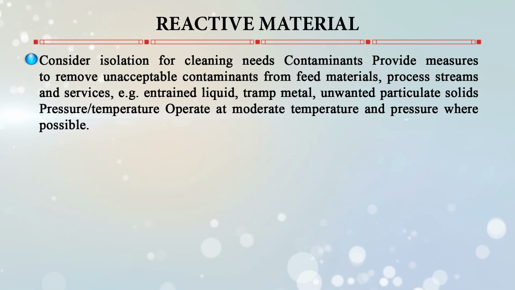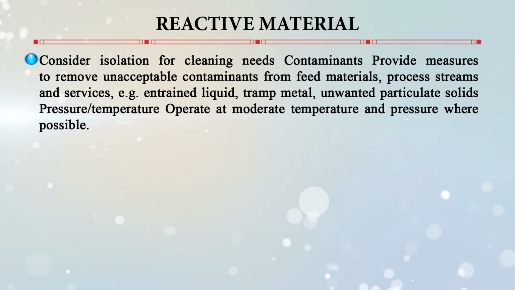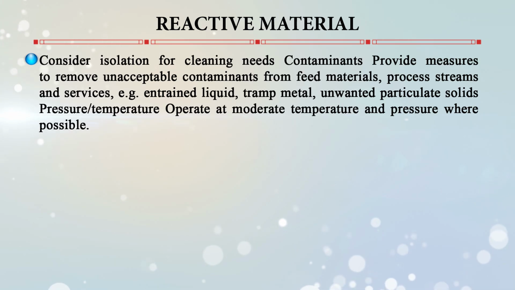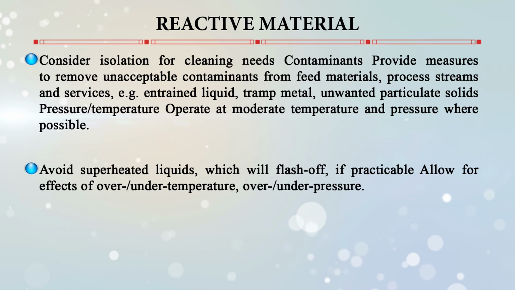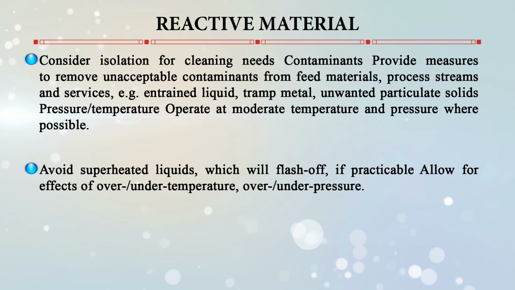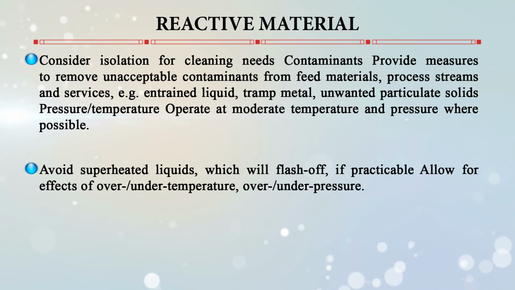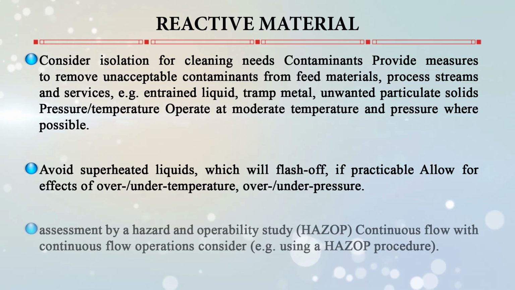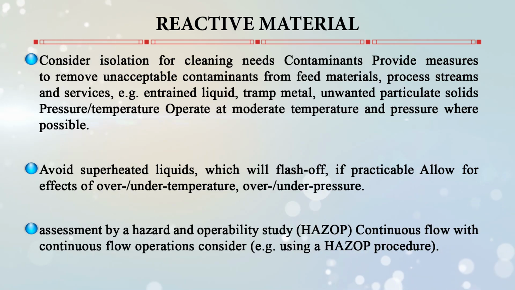Pressure and temperature: operate at moderate temperatures and moderate pressure wherever possible. And also avoid superheated liquids that will flash off, and if practicable allow for the effects of over or under temperature and pressures also. And assessment by hazard and operability study, that is normally called a HAZOP, for continuous flow operations by using proper HAZOP procedures. So these types of mitigation measures we have to observe for chemical hazards.